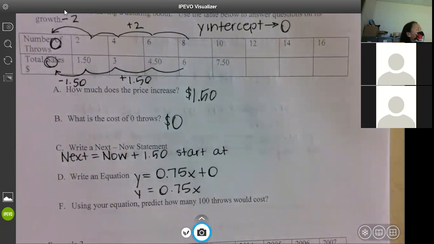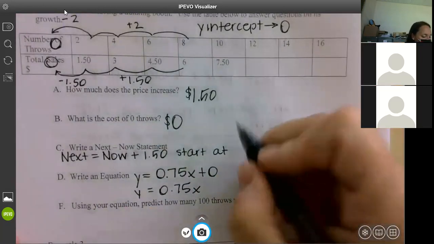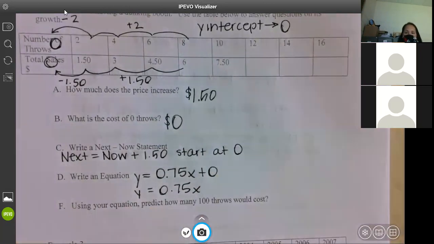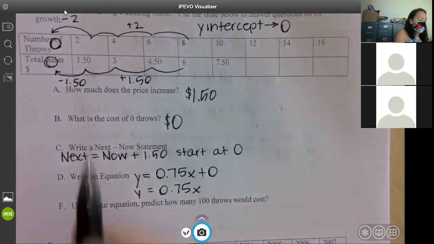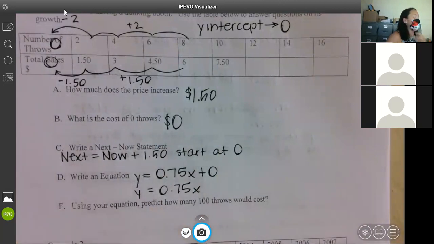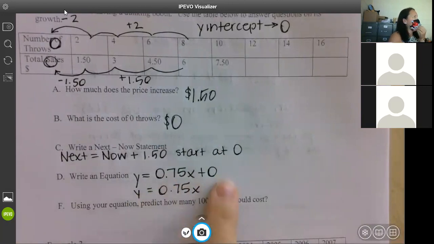So where did we start? What was our y-intercept? 0. Perfect. Thank you. So that's it. That's your next now. It comes from the equation: next equals now plus 0.75, start at 0. Okay, and we're going to do it again and again.